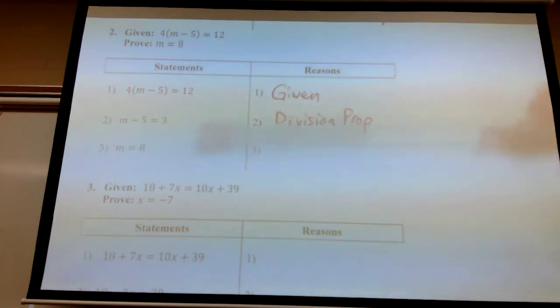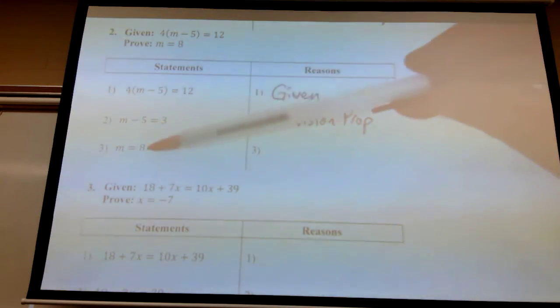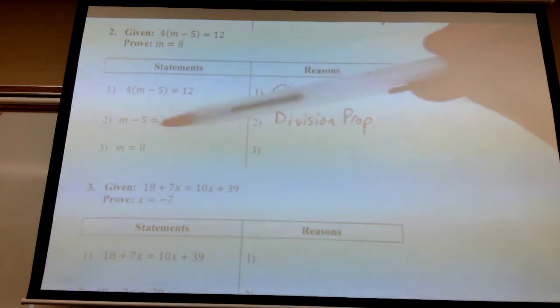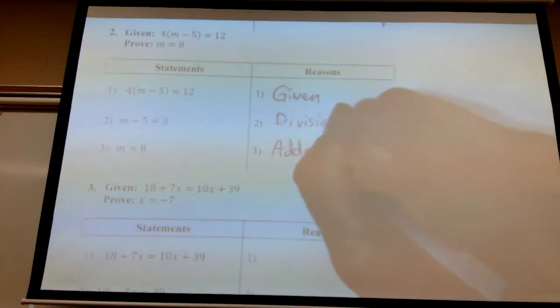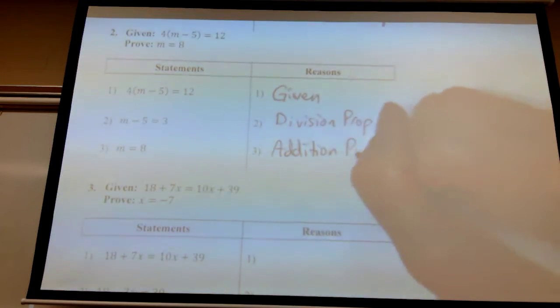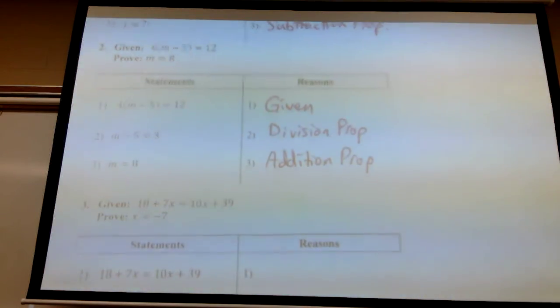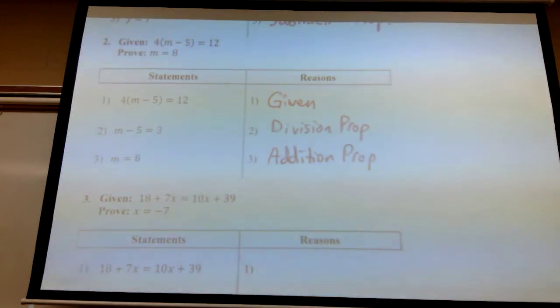Then to get from step 2 to step 3, we added 5 to both sides of the equation, leaving us with m on the left. 3 plus 5 gives us 8 on the right. Addition property allows us to add the same number to both sides. And one more.